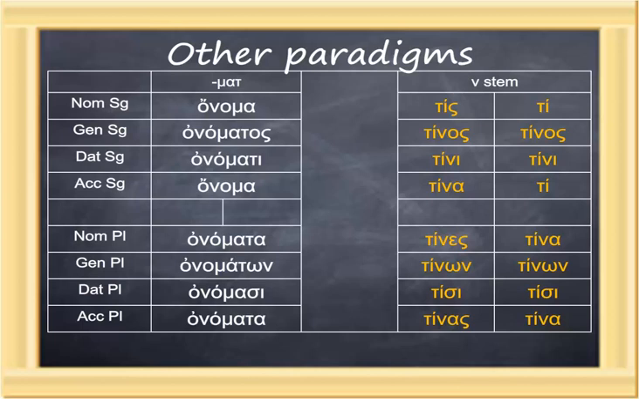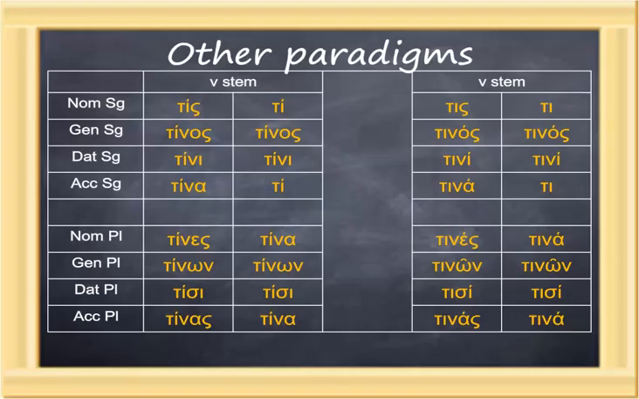Depending on the gender of the antecedent. I've now added a second chart of tis, ti forms, but notice the accents are different. Rather than being on the initial syllable, if it's a monosyllabic form, it has no accent. If it is a bisyllabic form, the accent is on the final or ultima syllable. These are enclitic forms of tis, ti, and they are not the interrogative pronoun, but the indefinite pronoun.